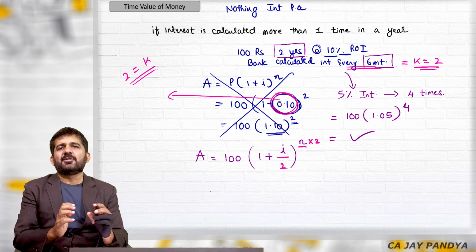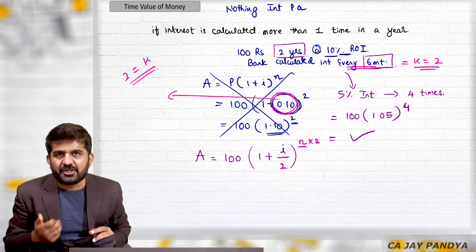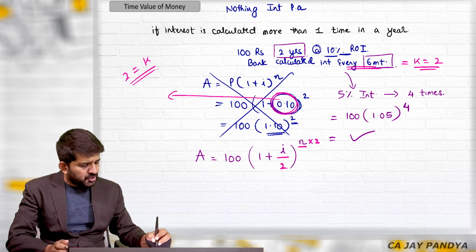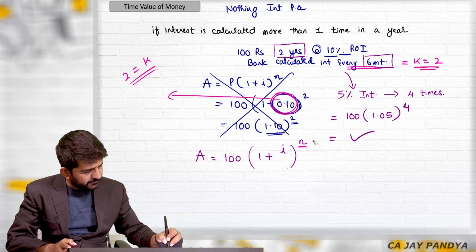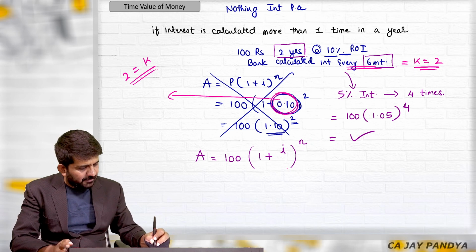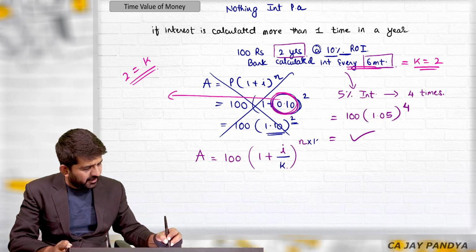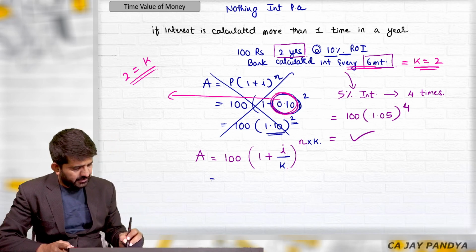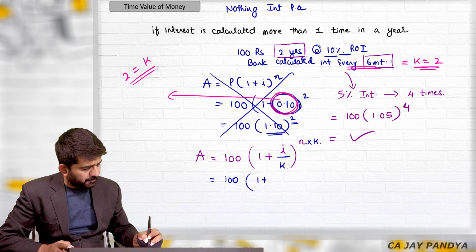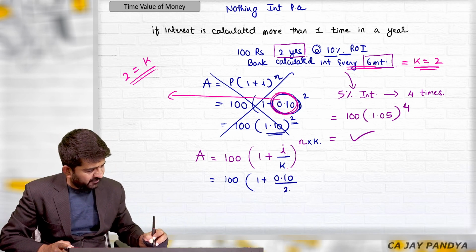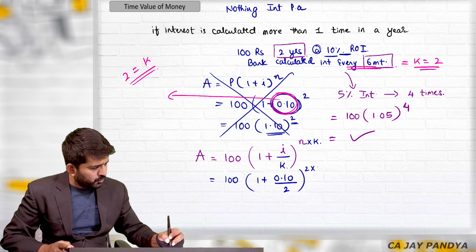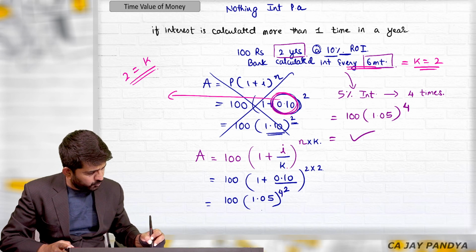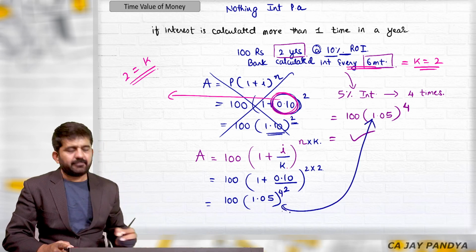If interest is calculated more than 1 time in a year, 2 times, 3 times, 12 times, 365 times, whatever is the case, then I will change my formula in this manner. I will be divided by K, N will be multiplied by K, and I will be getting the same answer. 100 into 1 plus, what is I? 0.10 divided by 2. N is 2 and K is also 2. So it will be 100 into 1.05 raised to 4, which is the same answer as this.